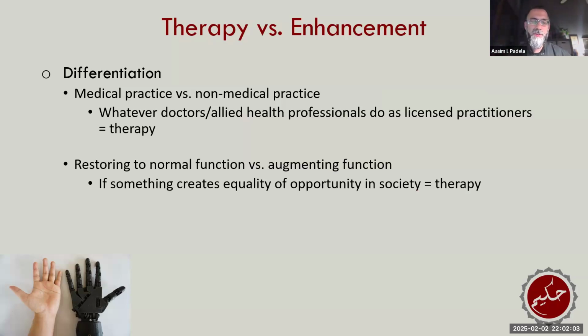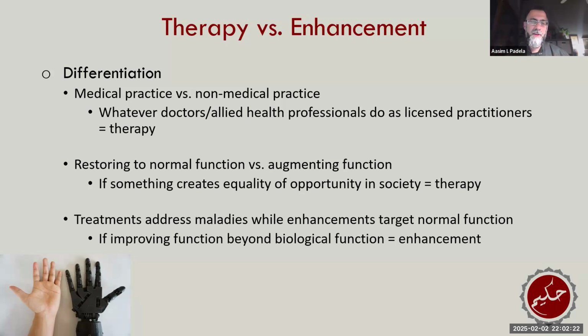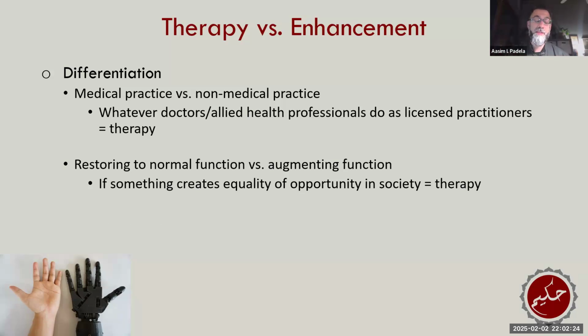Another line is restoring to normal function versus augmenting function. What functioning means here is really defined by society, right? Social functioning. If something creates equality of opportunity, then that's a therapy. If you augment that, you create disparities here. That is enhancement. An example here might be someone who has bionic legs, where now you can run faster. That's enhancement versus therapy.